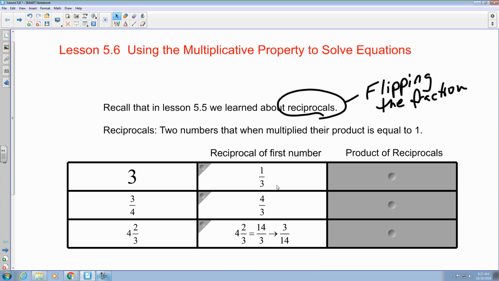Now, also looking at what we did when it came to multiplying fractions, if we were to multiply these values by the reciprocal, we would get a product of 1. So 3 times 1/3 would equal 1. Same thing goes here: 3/4 times 4/3 would equal 1. And then 14/3 times 3 over 14 would equal 1.